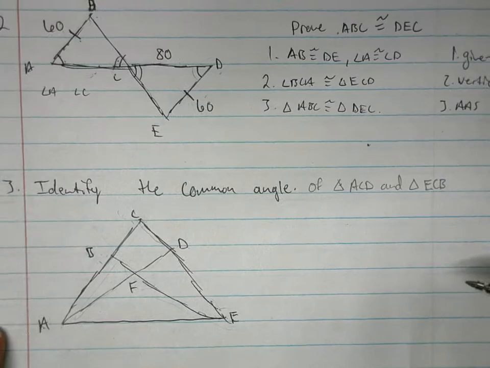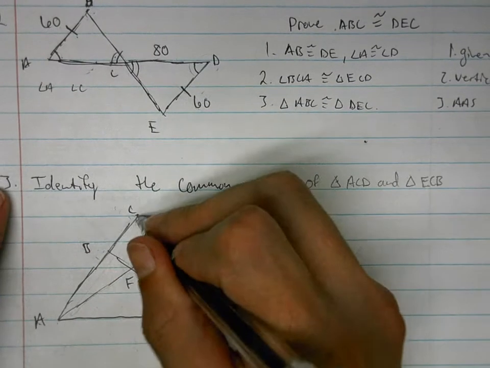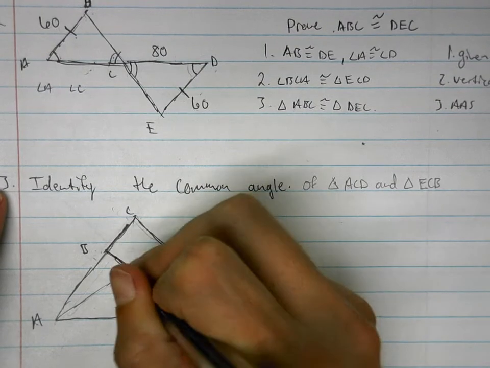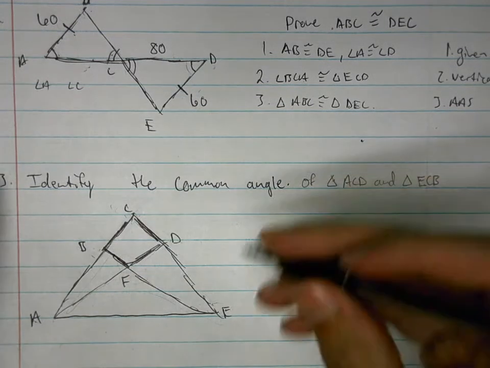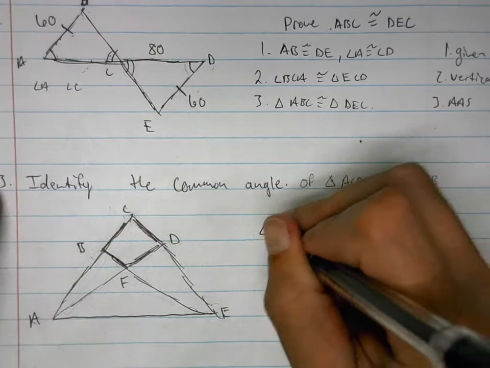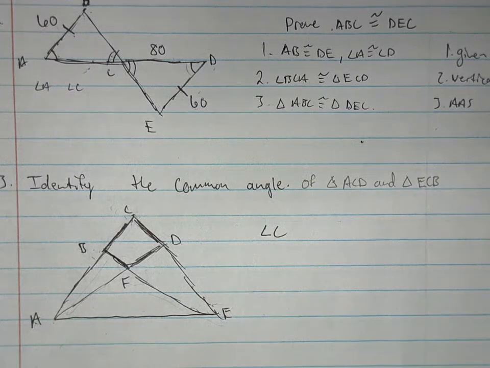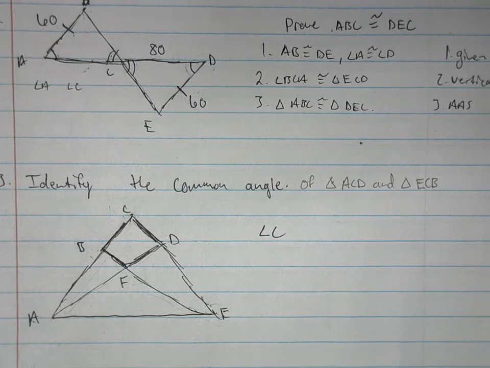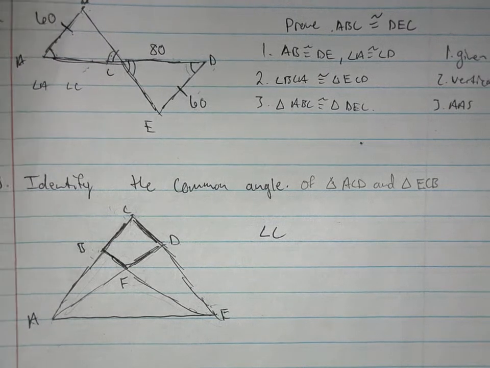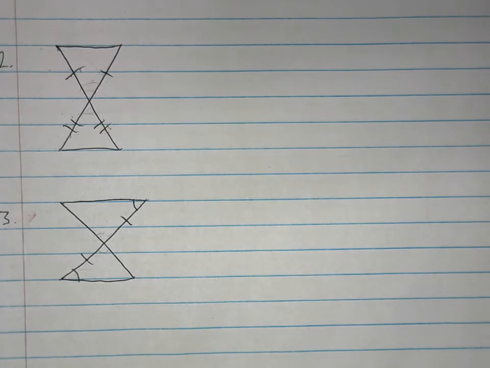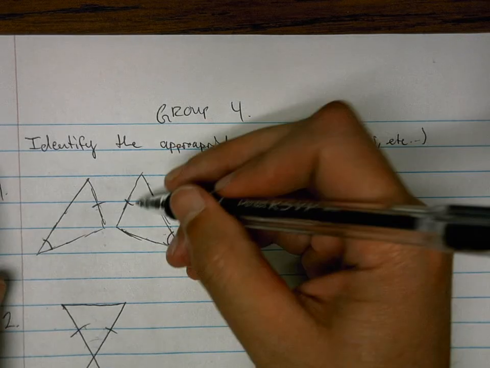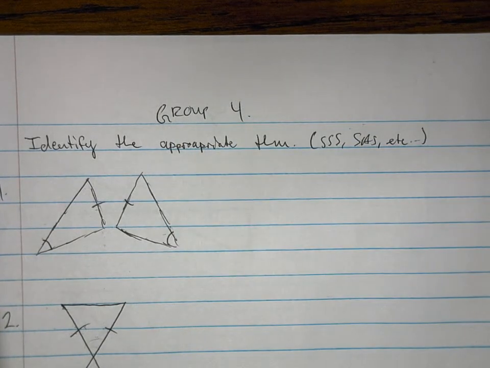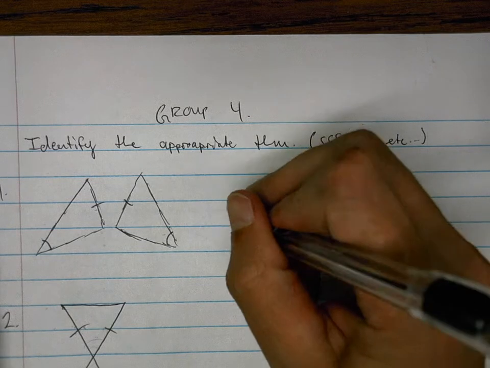Okay, identify the common angle. So you can see that there's a diamond shape going on right here. Anything that's at the point of the diamond is the common angle, so this would be angle C. Moving on. Identify the appropriate theorem. There is only two pieces of information here. Since there's only two pieces of information, this is not enough info.